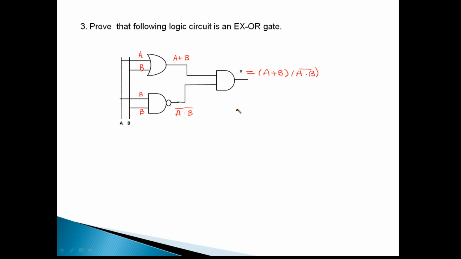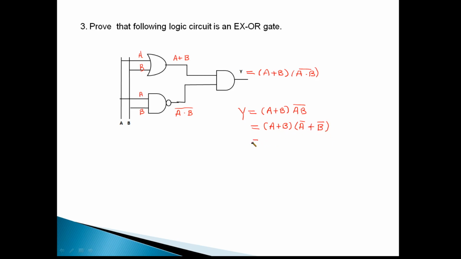So let us solve this. Now let us take the equation Y is equal to (A plus B) into (AB) bar. This is the equation. Now let us convert this (AB) bar into the addition form. How will you convert it? Use De Morgan's theorem. Complement of product equals sum of complements. So you can write it like this. The first bracket as it is, A plus B, and complement of product equals sum of complements, A bar, B bar. So it will be A bar plus B bar.